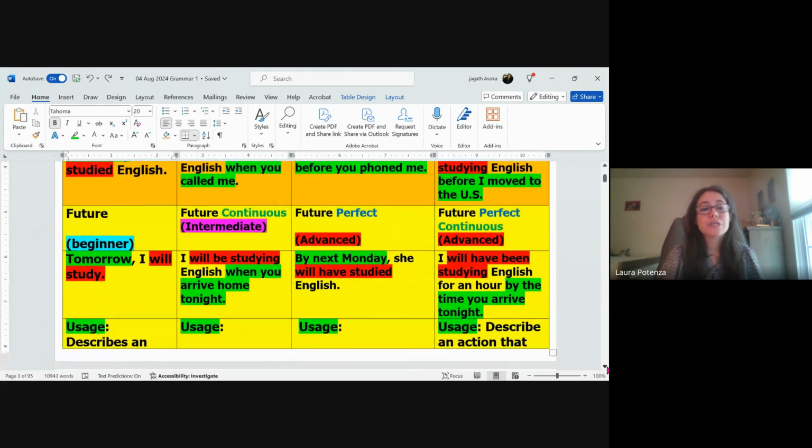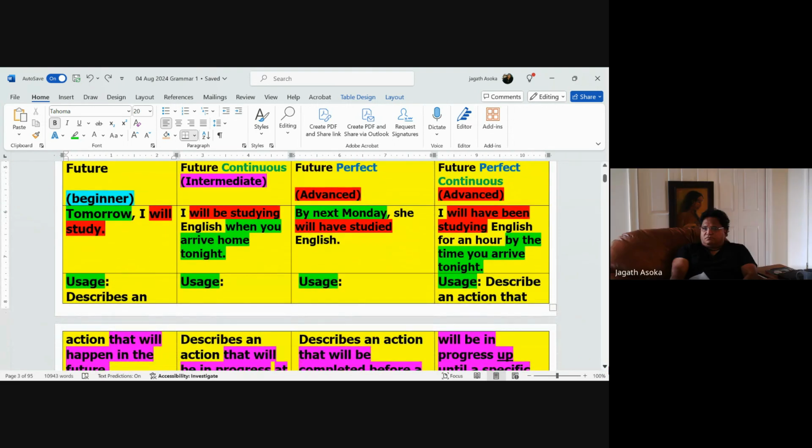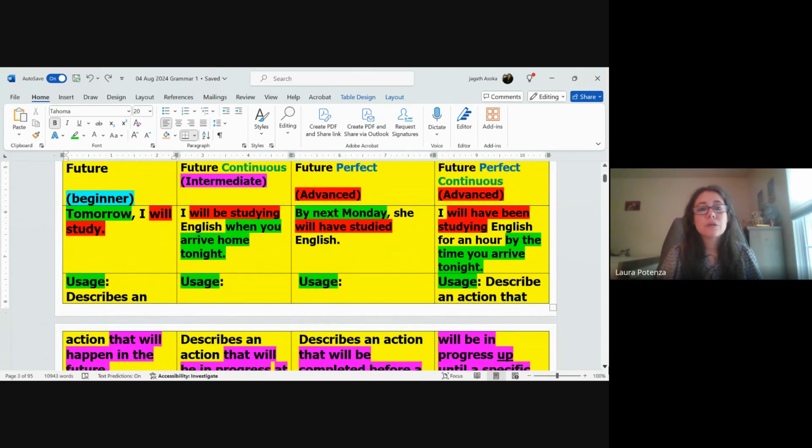The future is: tomorrow I will study. Future continuous: I will be studying English when you arrive home tonight. Future perfect: by next Monday, we will have studied English. Future perfect continuous: I will have been studying English for an hour by the time you arrive tonight.